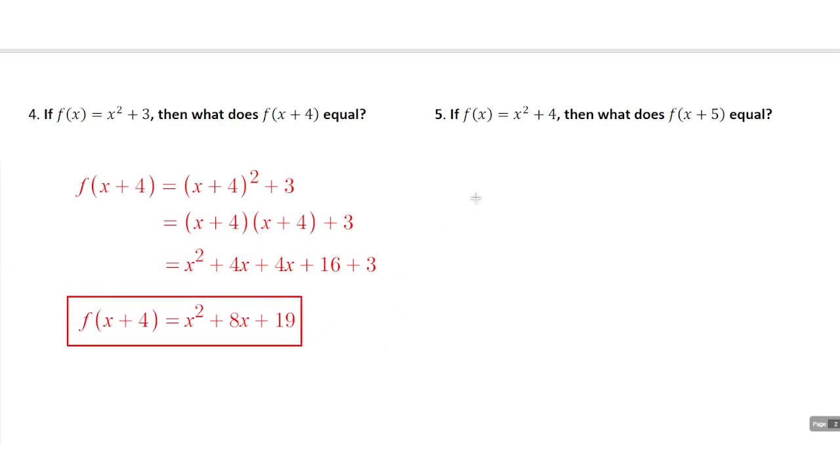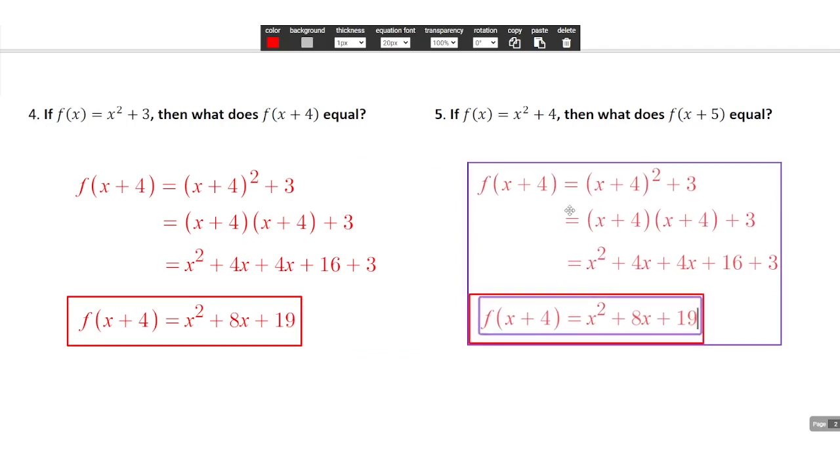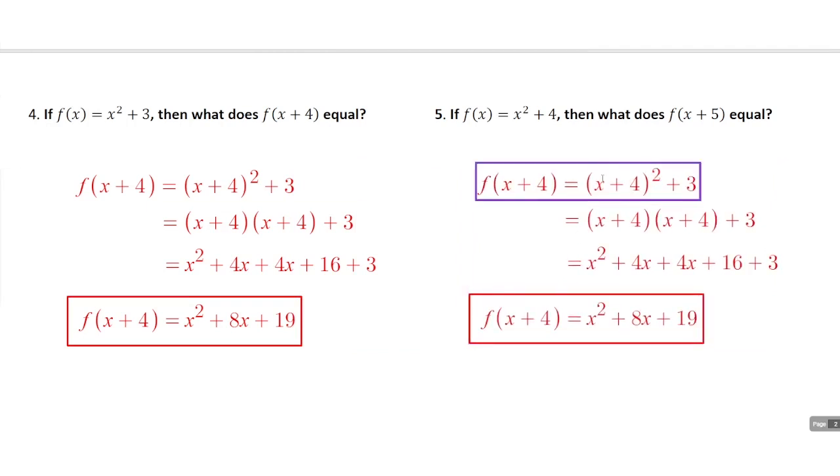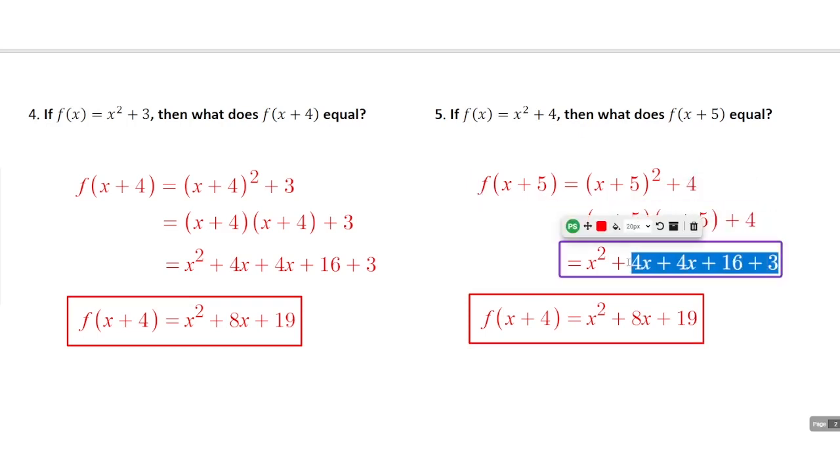Number 5 is basically the exact same problem. In fact, I'm just going to copy my work from number 4 just because it's essentially the same thing. Really, the only difference here is that I'm substituting in an x plus 5 instead of x plus 4 here. And the original function was x squared plus 4, so I'm going to change this 3 to a 4. But from there on out, the steps we're going to take are going to be basically the same. I'm going to delete these numbers because the actual numbers will be different, but the steps will be the same.